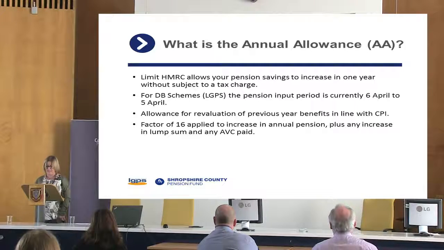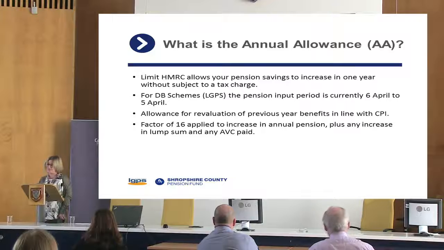The scheme year is known as the pension input period, which is usually referred to as the PIP. And the current PIP for the LGPS is the 6th of April to the 5th of April. A factor of 16 is applied to the increase in the annual pension, plus any increase in your lump sum, and any ABCs that you've paid through the period. And this is known as the pension growth or the pension input amount.